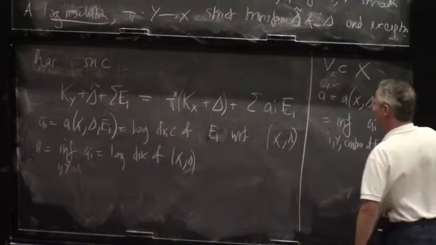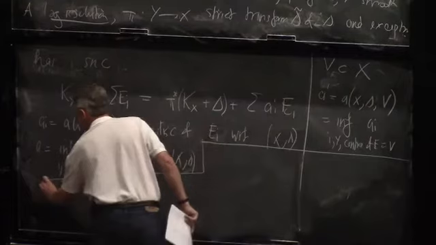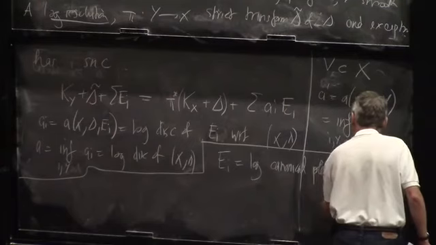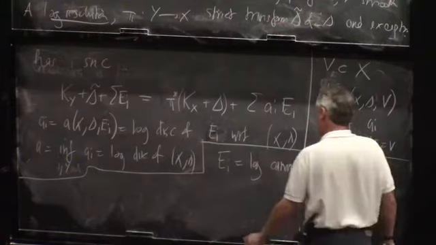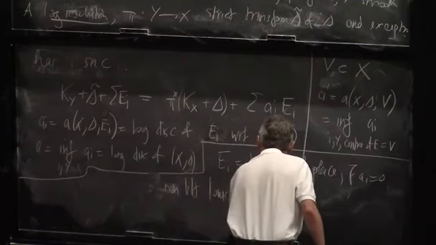And the other thing I want to say is that, of course, things are bad if a_i is less than zero. So the borderline case: E_i is a log canonical place if a_i is equal to zero, so that's log discrepancy zero. And the non-KLT locus is the image of the non-klt places.